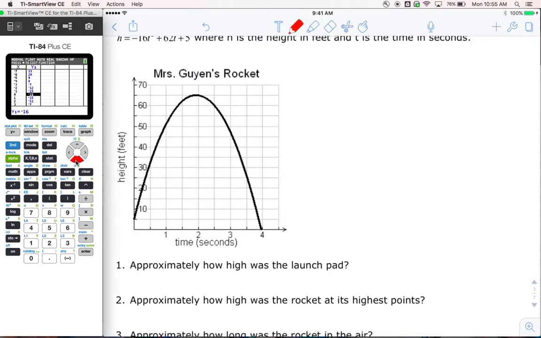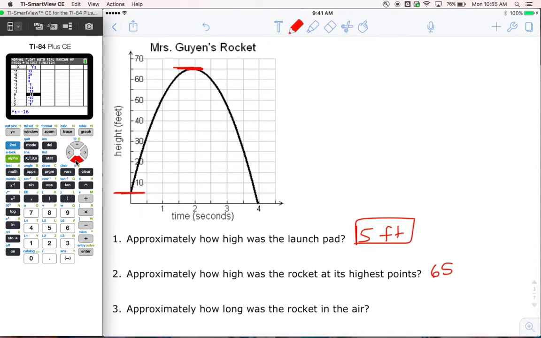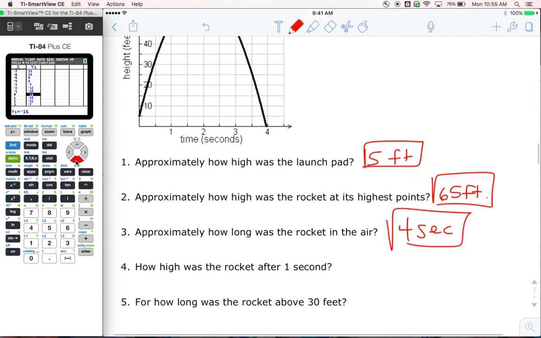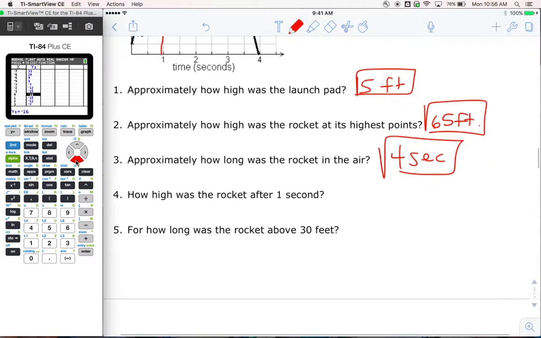All right, approximately how high was the launch pad? Well, it looks like we started right there, which is 5 feet off the ground. Approximately how high was the rocket at its highest point? That's here, and that maximum height is about 65 feet. All right, next question. How long was the rocket in the air? Well, it hit the ground after 4 seconds, so I'm going to assume 4 seconds. All right, the next question says, how high was the rocket after 1 second? Well, here's 1 second, and so we're going to say 50 feet.